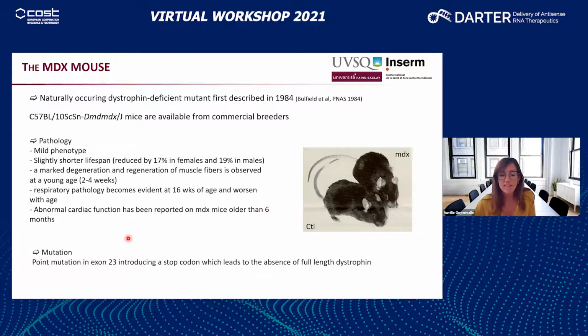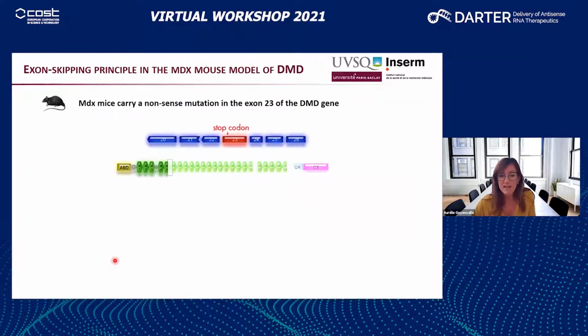What does make it a good model, especially for exon skipping, is that the mutation is suitable for the exon skipping approach. It's a mutation in exon 23. It's a nonsense mutation, so it induces a stop codon in exon 23. And luckily, exon 23 is in frame.